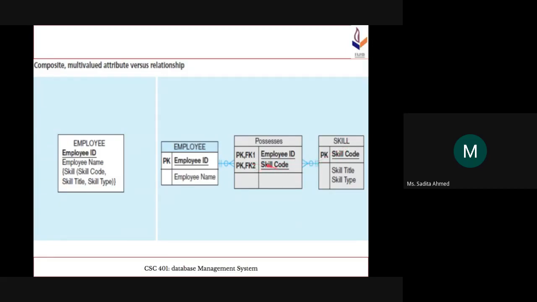Skill entity থেকে skill code কে attribute হিসেবে possesses এ আনলাম, but originally তো skill code হচ্ছে কি it's a primary key of the skill entity. So we will call it a foreign key for the possesses entity. Skill code is a foreign key for the possesses entity. It's a part of the primary key, yes. Here, in this specific example, employee ID, skill code, both of them are part of the primary key as well. But they are also foreign keys for the possesses entity.